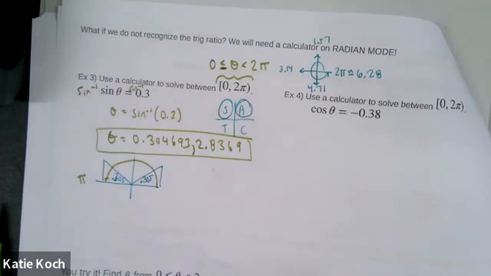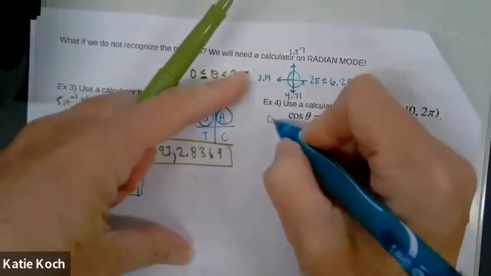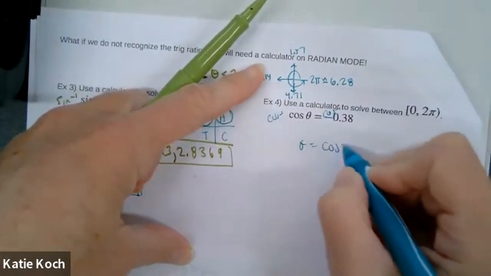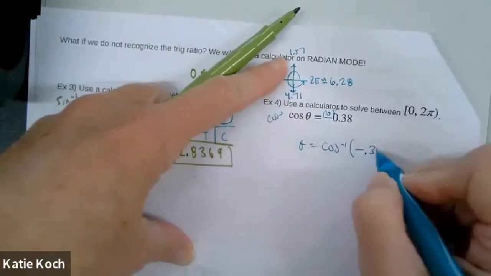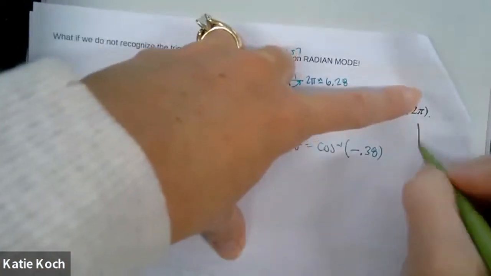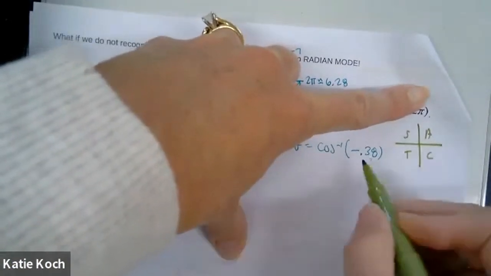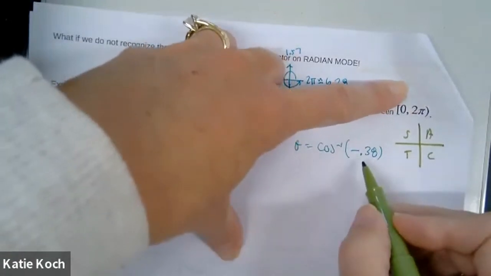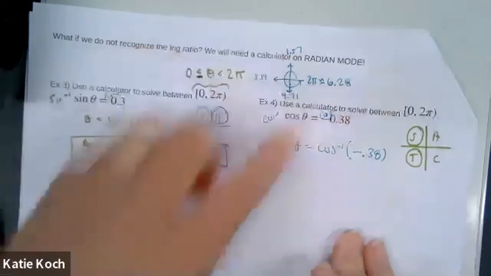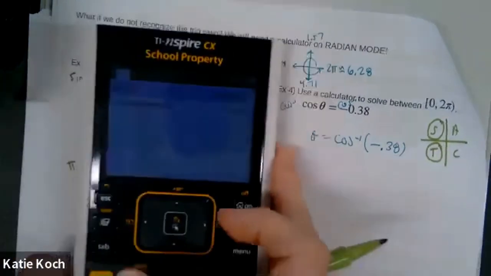Okay, let's try another one. So this guy says, I'm using a calculator to solve between 0 and 2 pi. All right, so I'm going to take the inverse cosine of both sides. So I'm going to ask the calculator for the inverse cosine of negative 0.38. Now, before I do that, I'm going to make a prediction. Using ASTC, the cosine is negative where x is a negative number. So it's going to give me this answer or this answer, and whichever one it doesn't give me, I need to give. So I'm going to do that here.